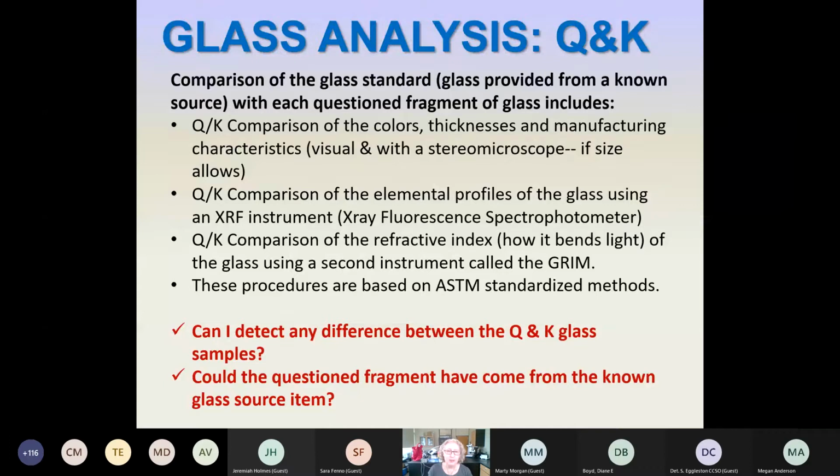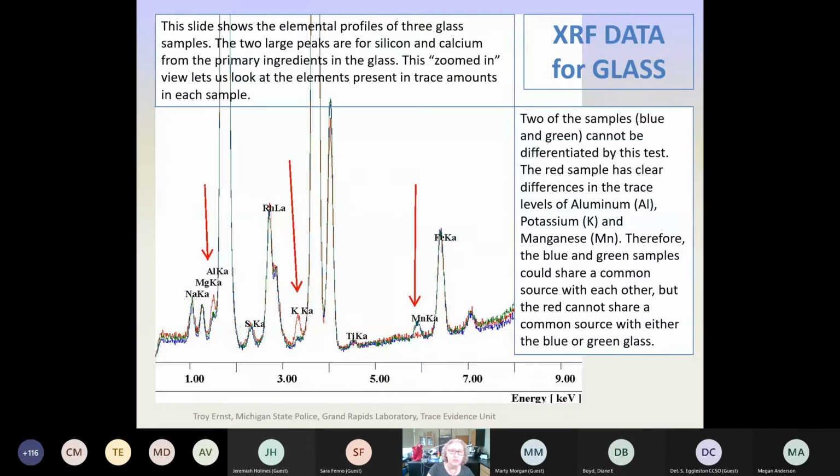And again, the two questions I'm thinking as I'm working all these days on this case are, can I detect any difference between the Q and the K glass samples? In other words, could the question fragment have come from the known glass source? So let's look at just a quick couple slides of what the XRF data looks like.